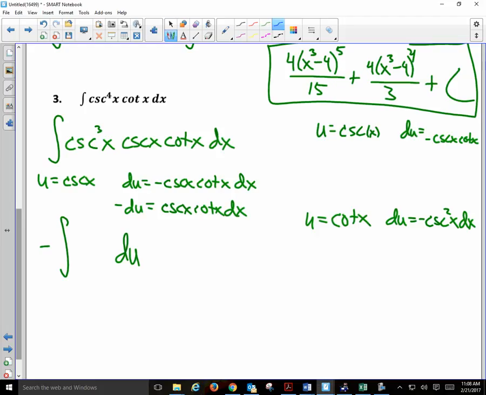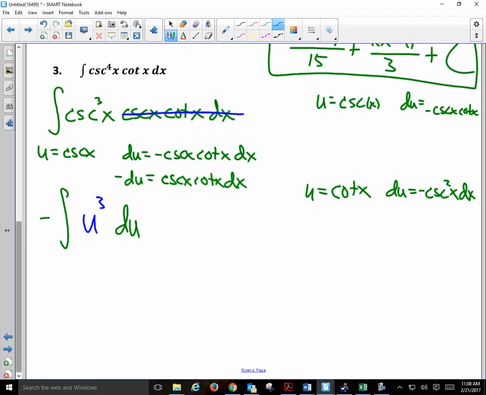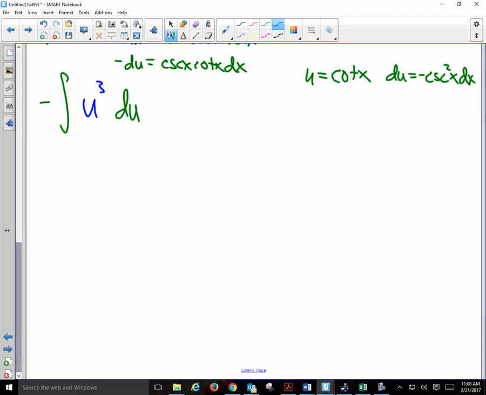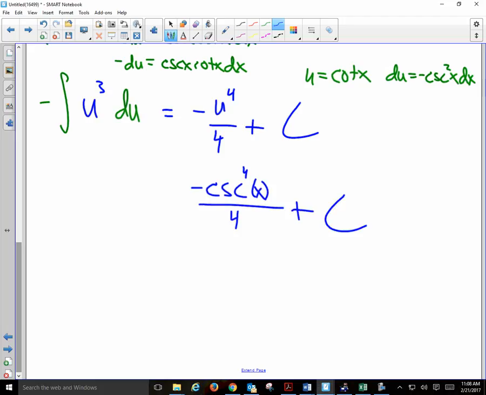And again, if you get confused what that takes care of, then go ahead and start crossing stuff out. That is all gone. Instead of cosecant cubed, I have u cubed. What is the antiderivative of u cubed? So I have negative u to the fourth over 4 plus c, and u is cosecant, so I have negative cosecant to the fourth of x divided by 4 plus a constant. That's my antiderivative.